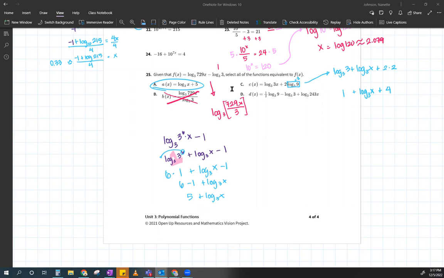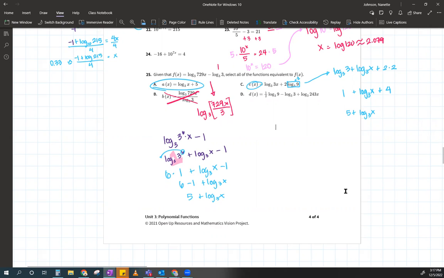So I got 5 plus log base 3 of x, right? Which is the same as this. And if this is the answer, then so is C. You see what I'm doing there? Since I already know one of them, I'm going to make all of them equal to that.